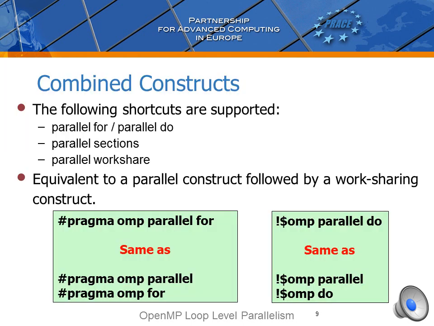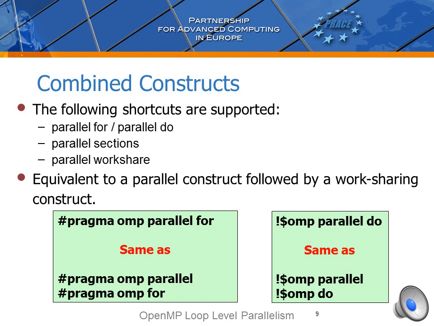Combined constructs are shortcuts for a parallel construct plus a work-sharing construct. OpenMP provides 3 work-sharing constructs to be used together with the parallel construct. They are parallel for, parallel do, parallel sections, and parallel workshare. Note that the last one is for Fortran only. These shortcuts behave identically to an individual parallel construct followed by a separate work-sharing construct. For instance, for the loop directives, pragma omp parallel for is the same as writing first pragma omp parallel and then pragma omp for.